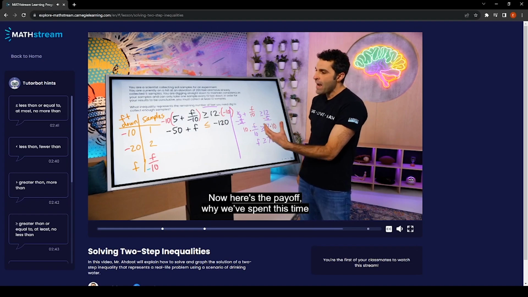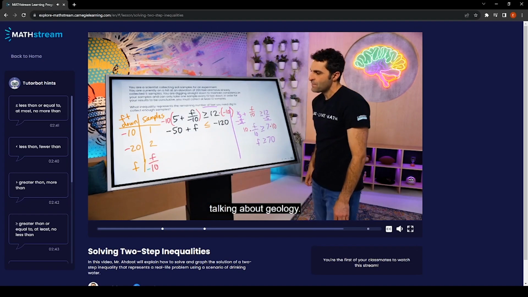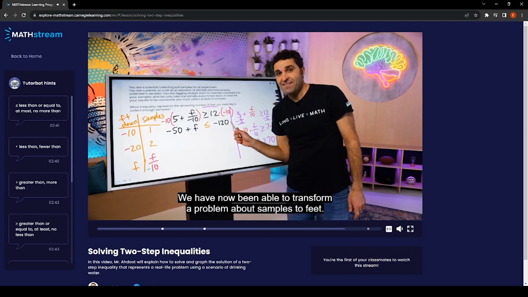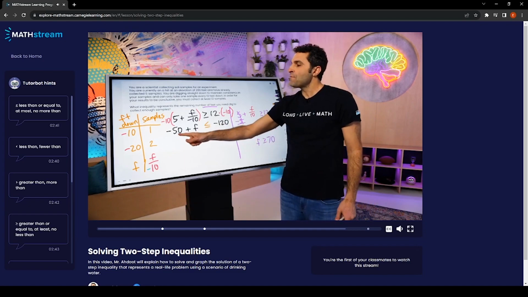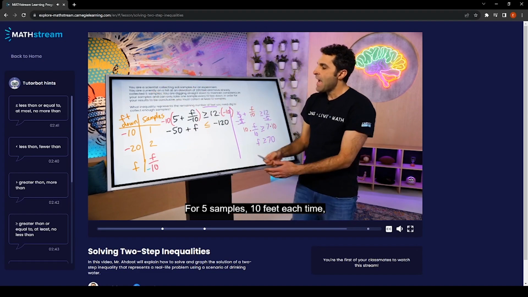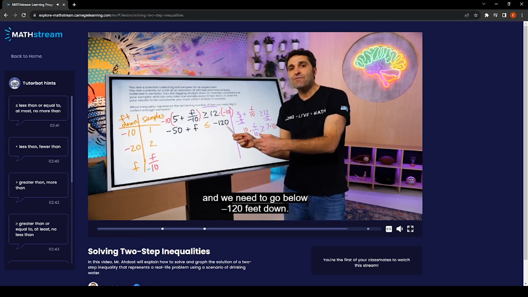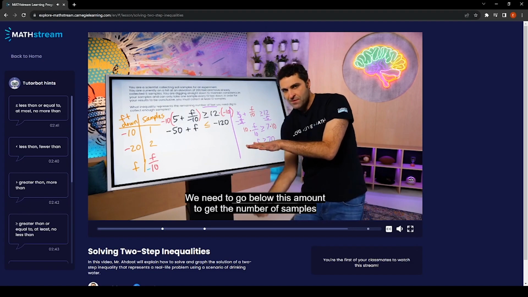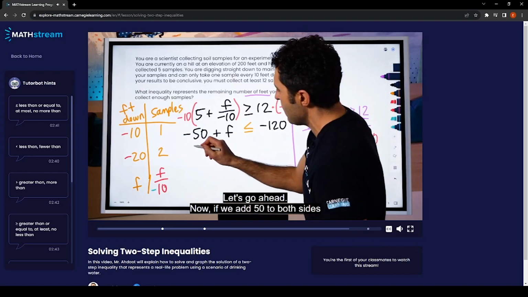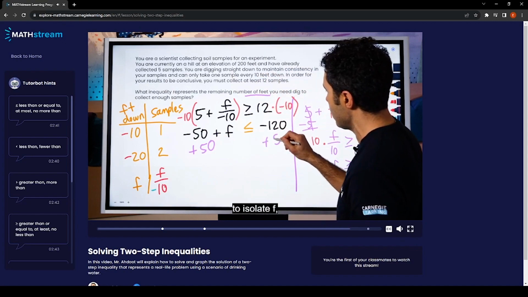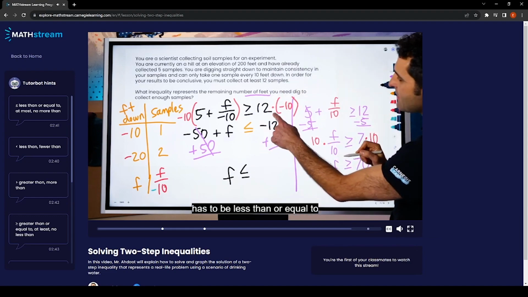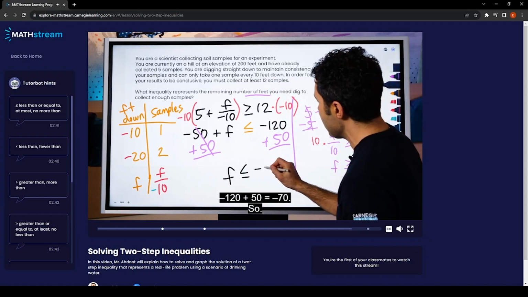Now here's the payoff, why we spent this time talking about geology. We have now been able to transform a problem about samples to feet. And this was the goal. We've gone 50 feet down already. Isn't that true? For 5 samples, 10 feet each time. And we need to go below negative 120 feet down. We need to go below this amount to get the number of samples for our experiment. Let's go ahead now. If we add 50 to both sides to isolate F, this is gone. And we'll get the number of feet has to be less than or equal to negative 120 plus 50 is negative 70.